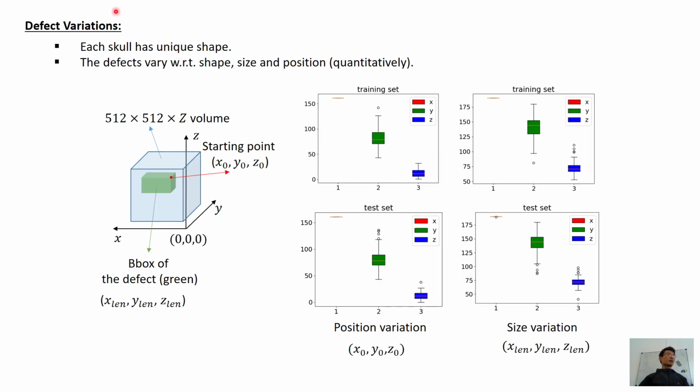Considering that in real surgery, the defects are varied in terms of shape, size, and position, depending on the intracranial pathology to be operated on for each particular patient, we include also some variations in the creation of the skull defects. The shape variation of the defects mainly comes from the skull, as each individual skull has unique shapes. The position variation is defined as the starting point coordinates of the bounding boxes of the defected region. We can see from the box plots that the position variation mainly comes from the Y and Z direction for both the training and test set. The size variation is defined as the size of the bounding box of the defective region. We can see that the size variation also comes mainly from the Y and Z direction.